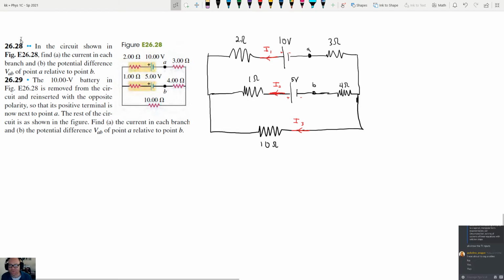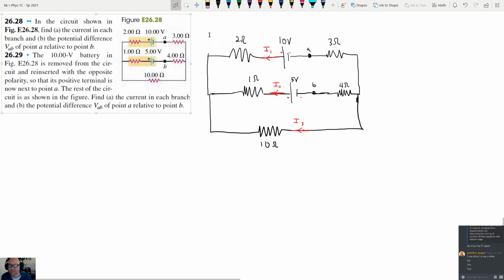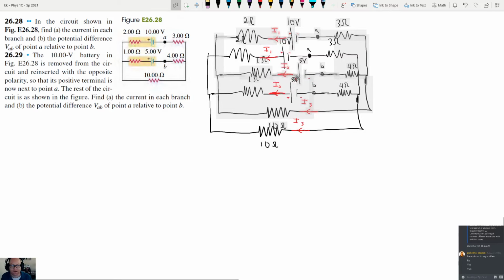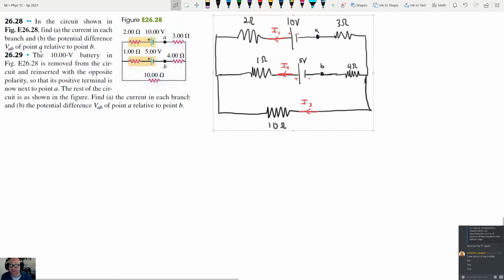Alright, this is the last hour of Physics 1C for March 30th. And we're looking at this problem here, number 28. Our goal is to find the current through each branch, I1, I2, I3. And then finally, we're going to find the potential difference between points A and B here.